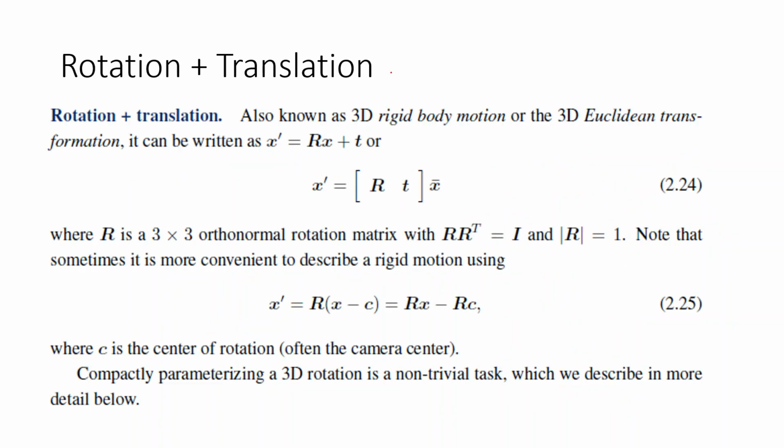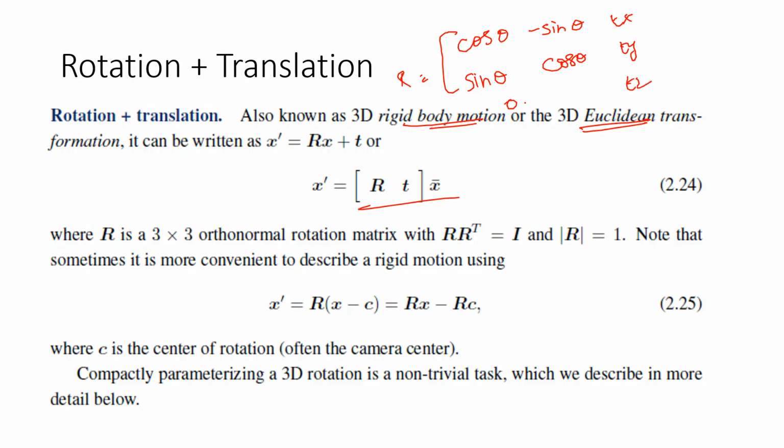Next is rotation plus translation. It is also known as Euclidean transformation or rigid body motion. The matrix is also same. We know the rotation matrix is cos theta, minus sin theta, sin theta and cos theta. So we'll add the translation, right? So tx, ty, tz. So I'm going to add 0 and 0 here. So this is the rotation about z axis.